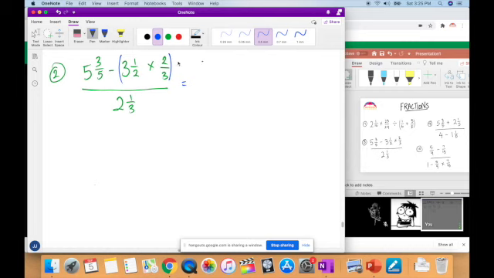5 5s are 25 and 3 is 28. First of all, did everybody write down this question correctly? Yeah. All right, Caitlin? Yeah. All right, just making sure. 28 over 5 minus, and we'll just do the conversions. 3 2s are 6 and 1 is 7 over 2. Multiply by 2 over 3. Divided by 2 3s are 6 and 1 is 7 over 3.